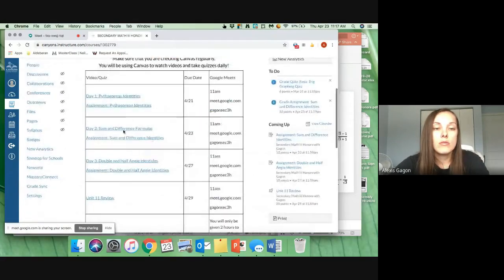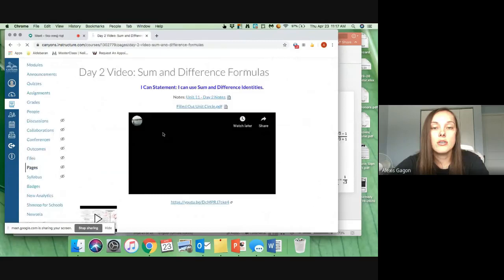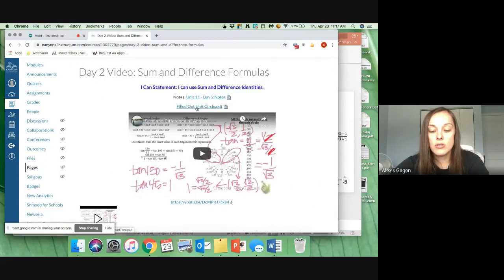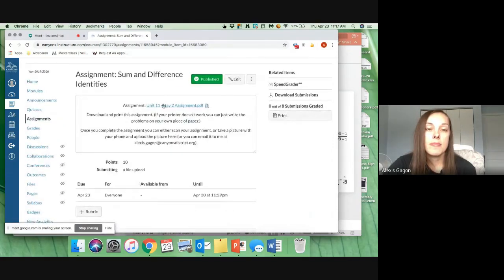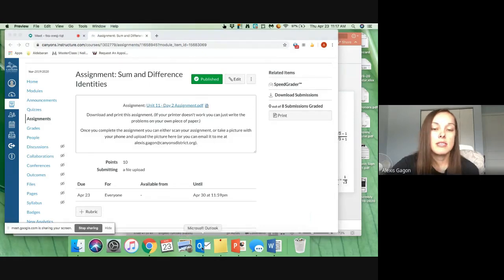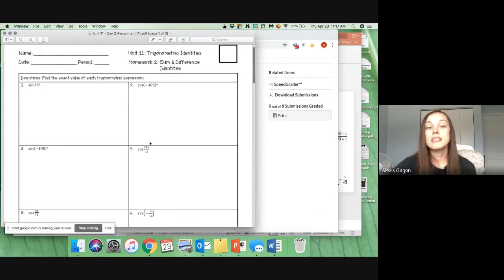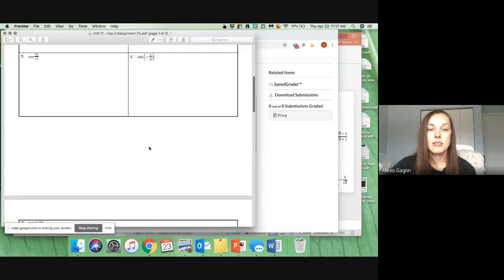If we go to day 2, here are the filled out unit circles. You can click on that and then print it out or whatever, just have it there to reference if you lost yours. And I'll post the video down here. But here is the assignment. So just download this assignment. This would be the assignment we would have done in class also.